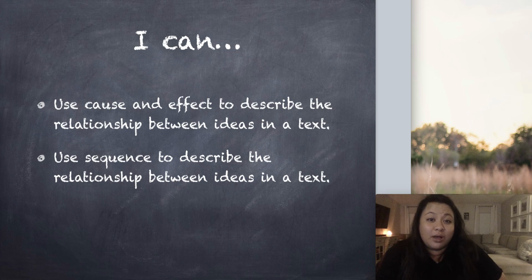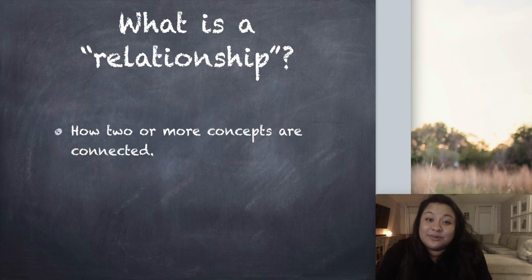And if you don't know what relationship means, well, you can't really do the I can statements. So I'm going to go over the definition of a relationship. What is a relationship? A relationship is how two or more concepts are connected. And for example, what is my relationship to you guys? Or what is Miss Salas's relationship to you? Or what is Miss Torres's relationship to you? Well, you're the students and we are your teachers. And so you have that relationship of us teaching you and you guys learning from us.